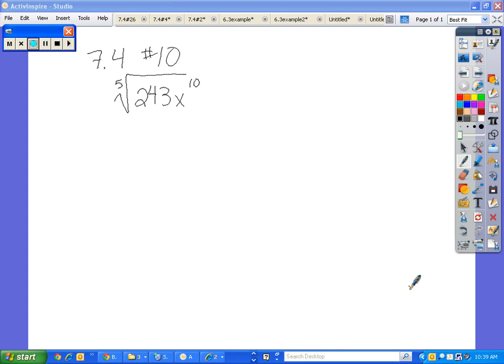Okay, so if we have the fifth root of 243 and x to the 10th, when we deal with the numbers, I can just plug that into my calculator. I can take the fifth root of 243 and I can get that answer. And then I can think about this problem conceptually. Let's take a moment and take the fifth root of 243 and tell me what you get.